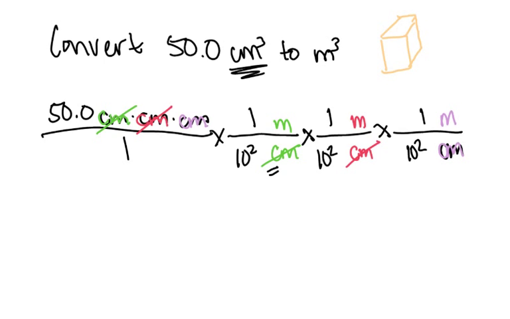So this is the method that is most likely going to give you the correct answer, because you're not as likely to forget to cancel out all 3 of these centimeters that you're starting with. So in this case, you would type in 50 divided by 10 squared, divided by 10 squared, divided by 10 squared, and that would give you your final answer.